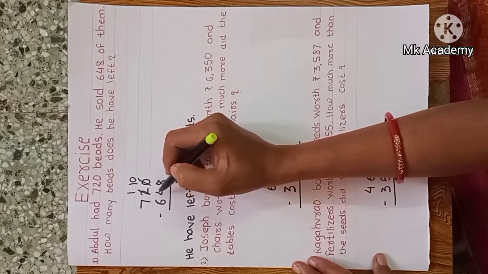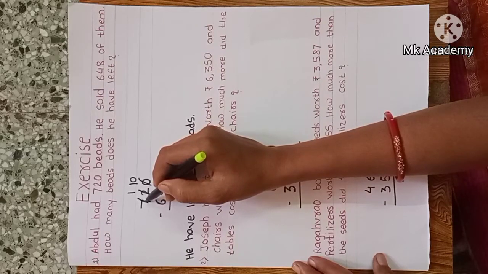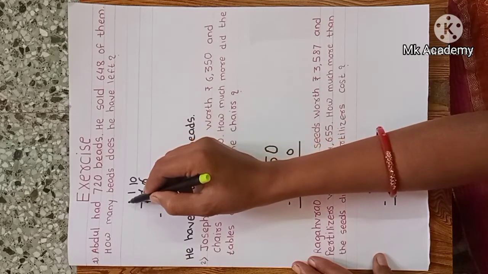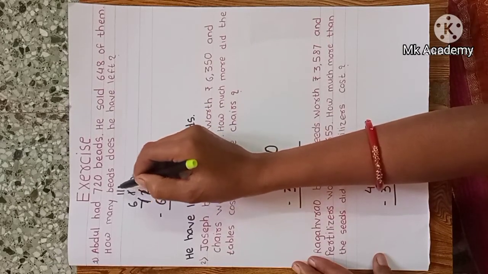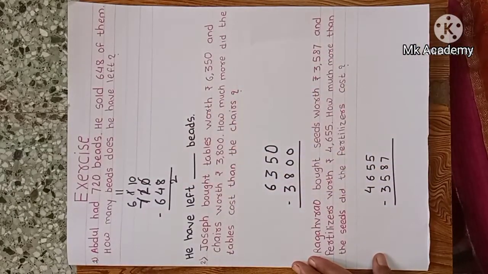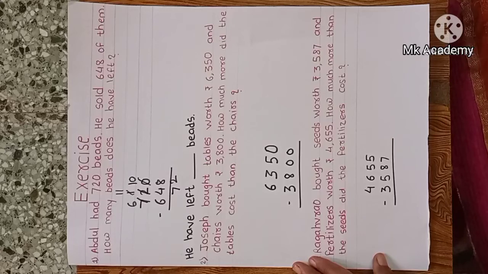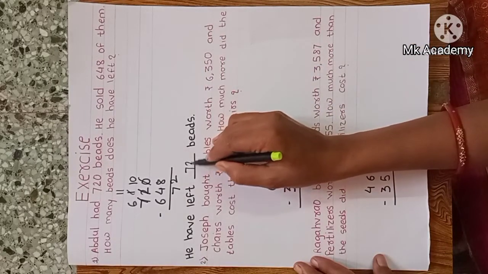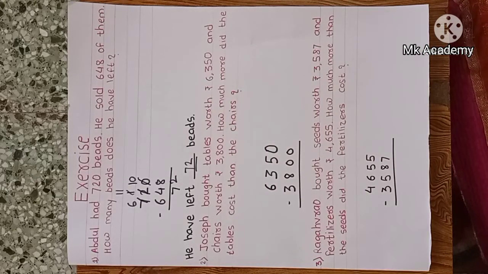Now this is 1 and this is 4. Then again we can borrow from 7. From this 7 we borrow 1. Here how many remaining? 6. Here we get 11. Now 11 tens minus 4 tens. How many tens remaining? 7. He has 72 beds left. Understood? Now see the next example.